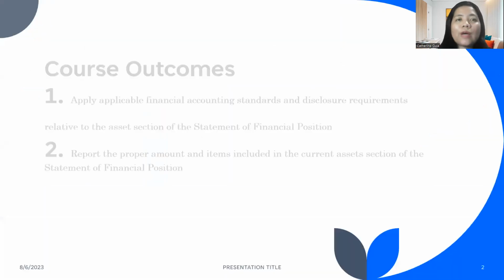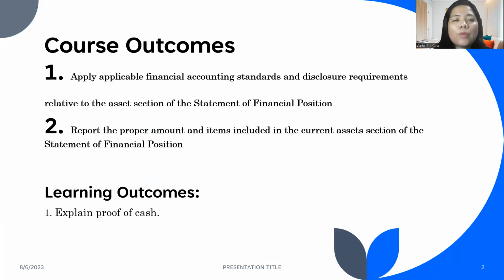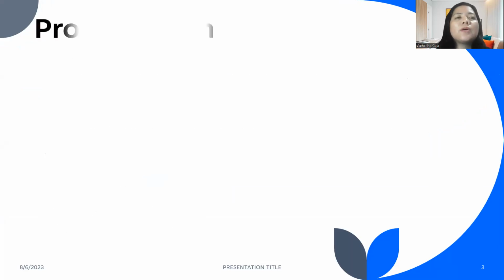Okay, for the learning outcomes, these are similar with the learning outcomes of our previous discussion. Let's go directly to the learning outcomes. Number one is to explain proof of cash, and number two, prepare a reconciliation showing proof of cash. And since one of the learning outcomes is to explain proof of cash, let's discuss proof of cash.